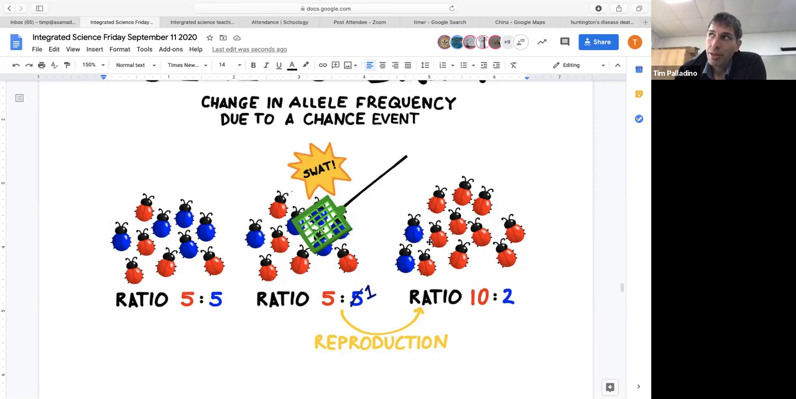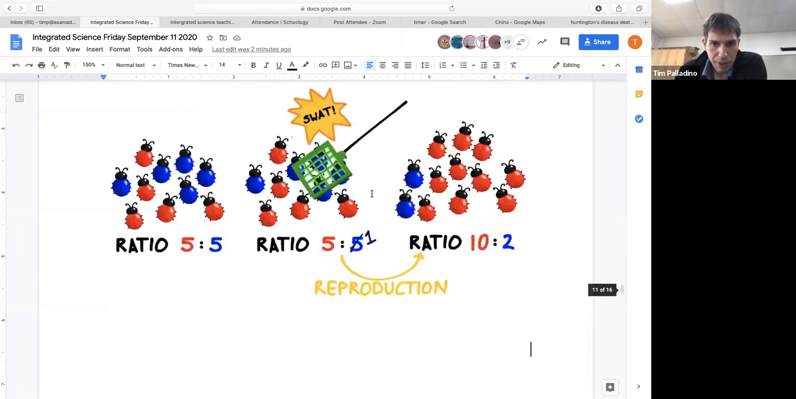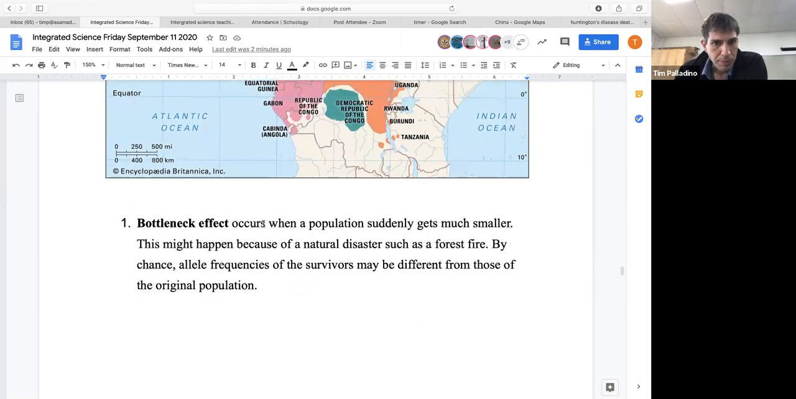This happens, I don't want to say a lot, but it actually happens very often. When people resettle onto islands, this tends to happen. All right, so one thing here. If you look at what it says, it occurs when a population suddenly gets smaller, okay? You have something that killed off a large number of people within a population, okay?